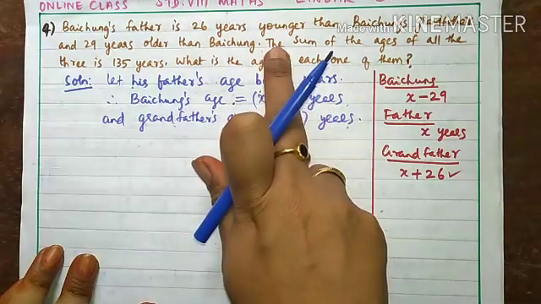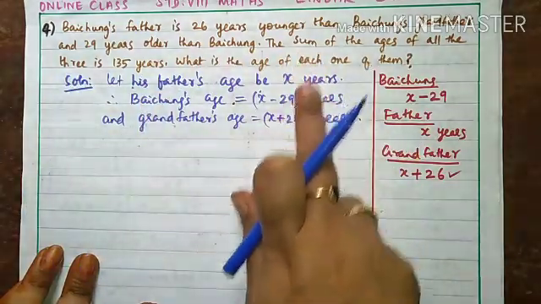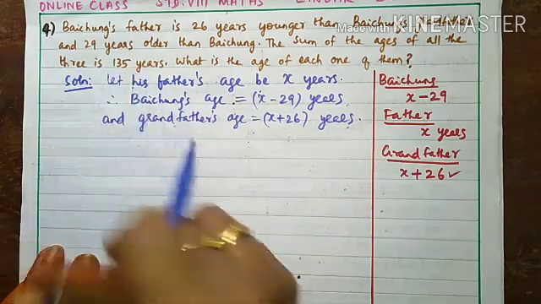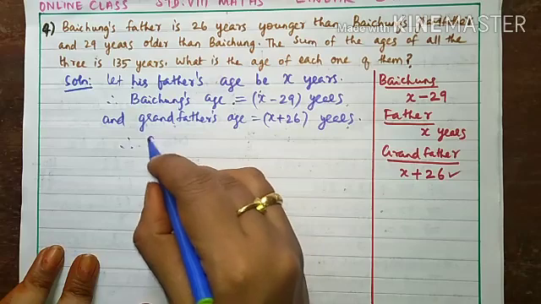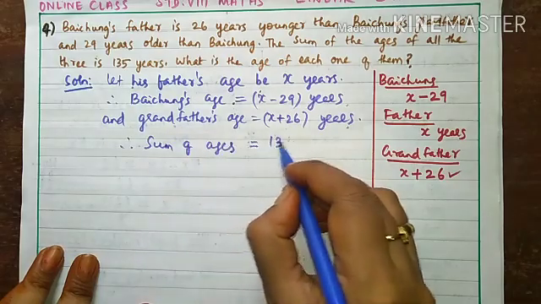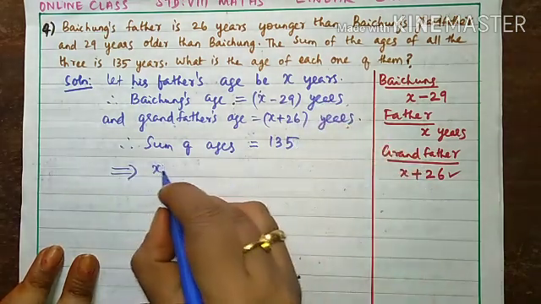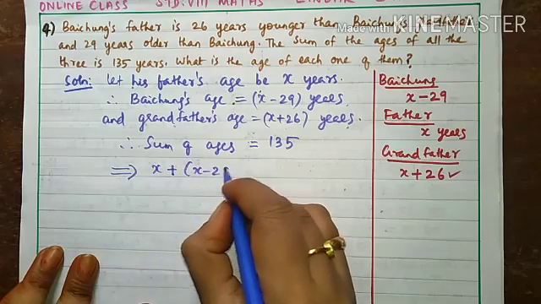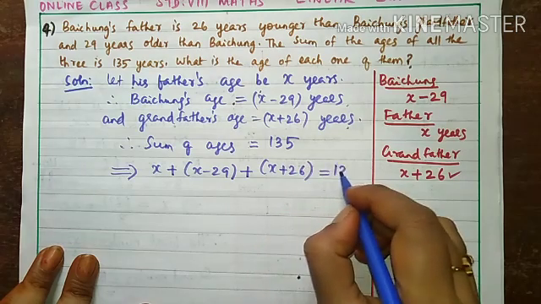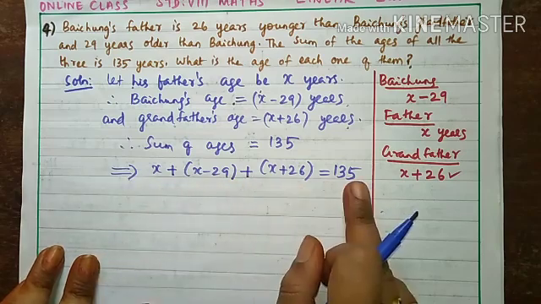Now you see the second sentence. The sum of the ages of all the three. When you add these three people's ages, what is the sum? It is 135. So therefore sum of ages equal to 135 implies we can add these three values, that is x plus x minus 29 plus x plus 26 equal to 135. We added the ages of three persons. So this is the required equation.